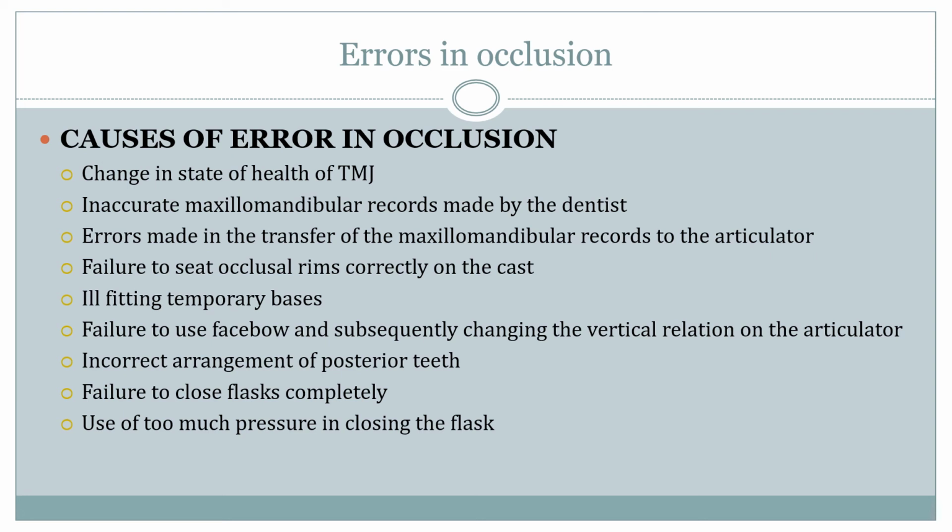If we are not able to maneuver or manipulate the patient to bite in his centric record, there might be an error. Even with great difficulty, after you have recorded the jaw relation, while transferring to the articulator, slight movement of the jaw relation position can also lead to errors. Then failure of seating the occlusal rims correctly on the cast. If your denture base has undergone polymerization shrinkage and you're unable to seat the denture base correctly on your cast, it might increase the vertical dimension.